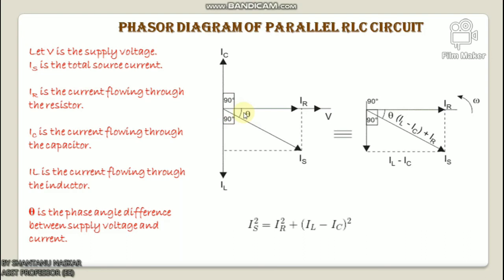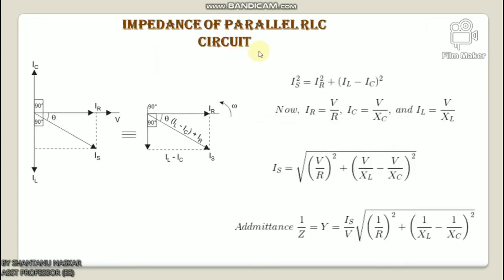Simplifying the phasor diagram, we get a simplified phasor diagram on the right hand side. Look here, this is the simplified phasor diagram. On this phasor diagram, we can easily apply Pythagoras theorem and we get Is squared equals IR squared plus (IL minus IC) whole squared. So very easy.